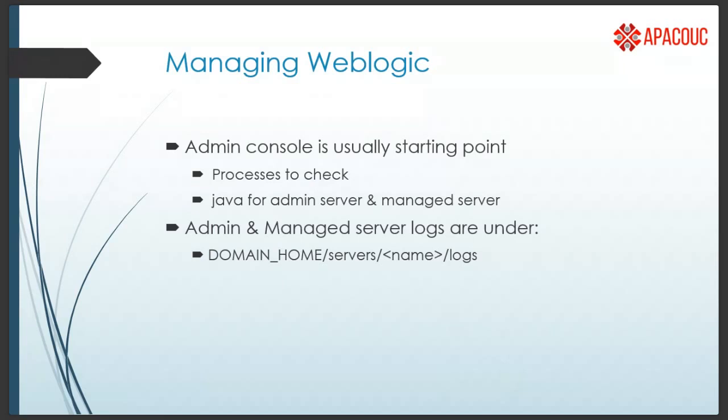Or you can go to the physical servers and go to this path: domain home, servers, server's name, logs. This will enable you to check the logs, but you need to understand which log you are going to look at. For example, for the admin server logs, the path will be domain home, servers, admin server, logs. If you have a BI managed server, it's going to be domain home, servers, BI server, logs, and so on.